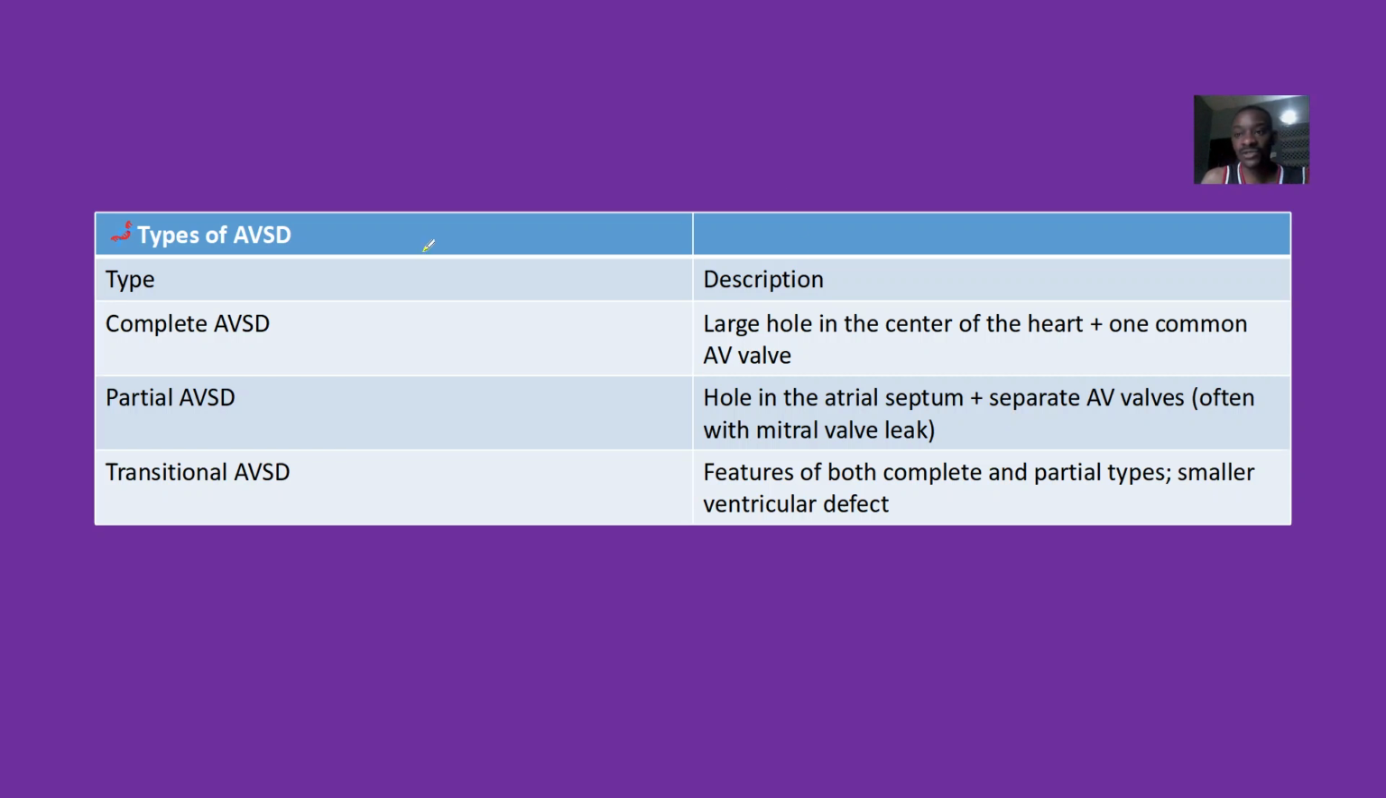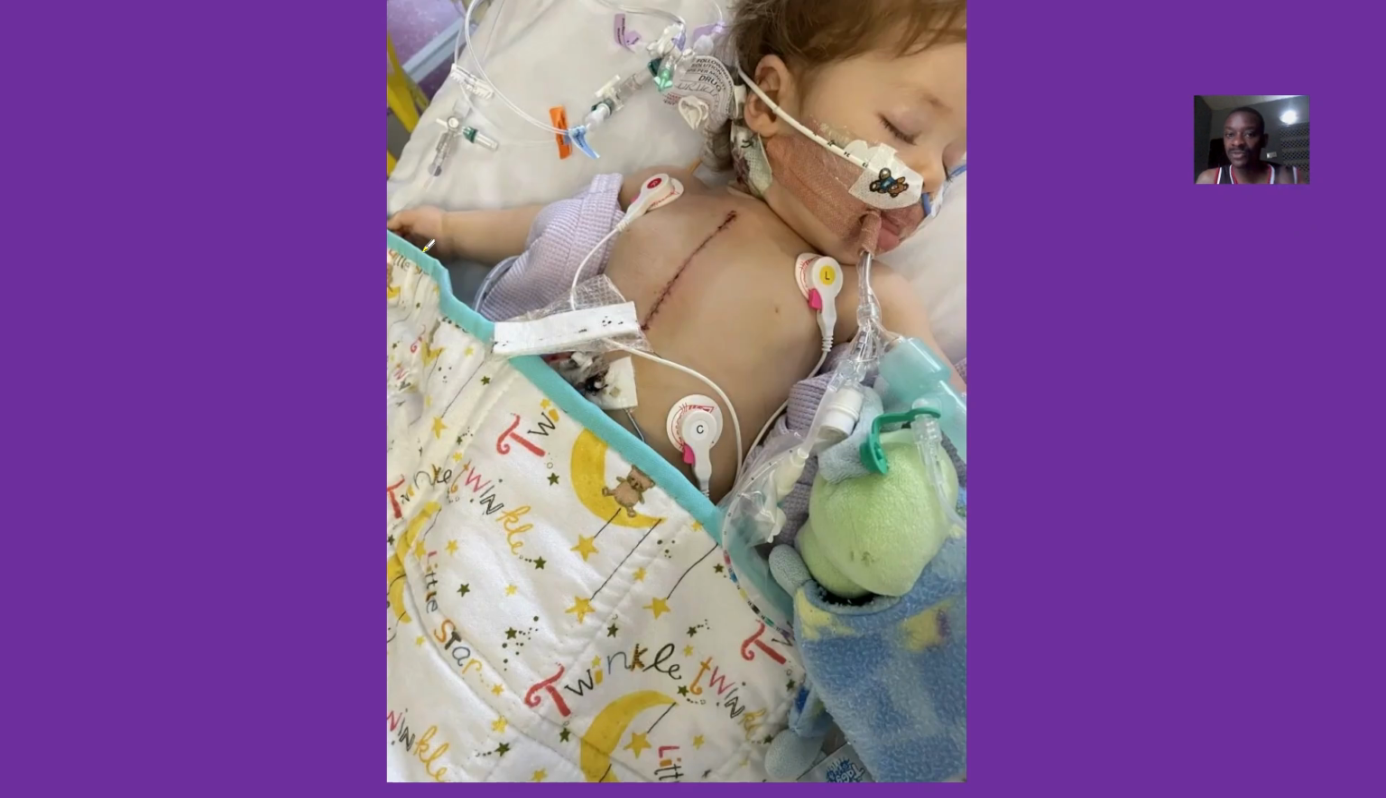All right. So types of this atrioventricular septal defect could be a complete one. This one is a large hole in the center of the heart. The partial one, this one, you have the various separation, but you have holes in there. Do you understand? Then transitional one, you have features of both complete and partial types. So you could see that a baby having this is so distressed. And you could see that there is like a line in the middle of the chest showing that they actually recently did him a surgery to correct this.